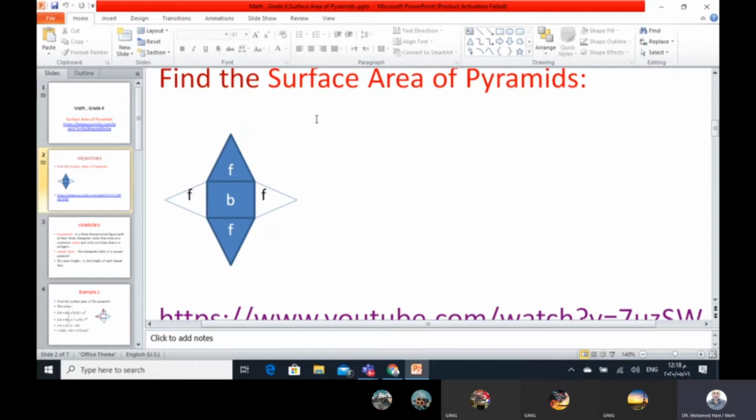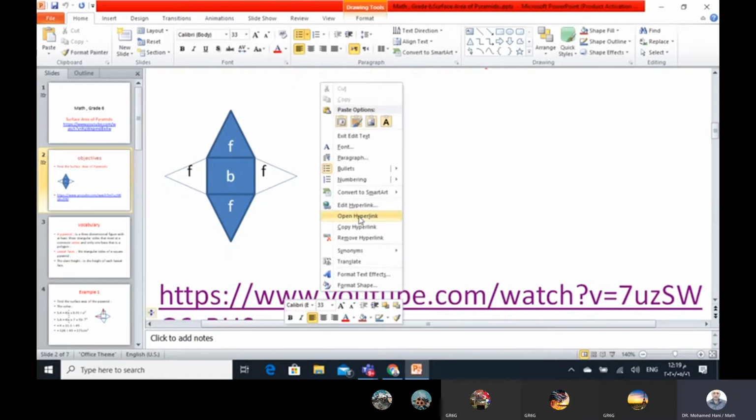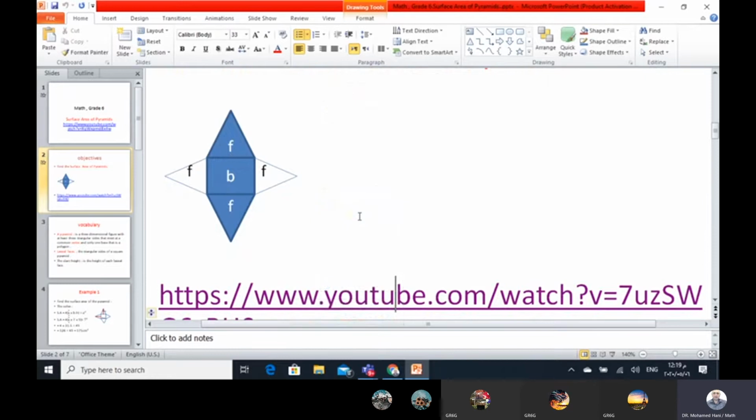So when you want to solve the surface area of the pyramid, you can solve the area of the triangles here, then the area of the base, then you can add all the areas. This is the rule to solve the surface area of the pyramid. Watch this video with me now to know how to solve the surface area.